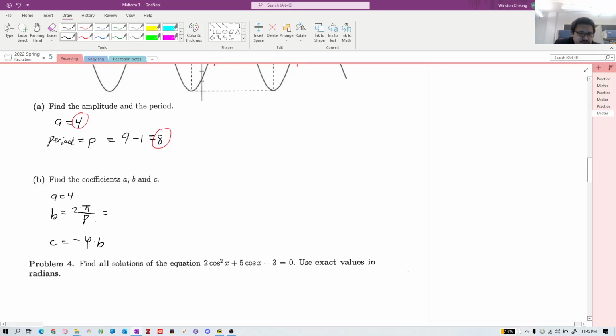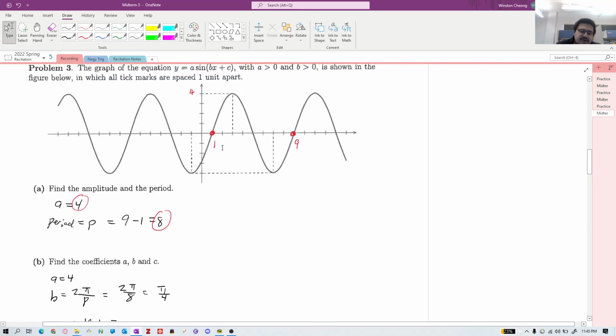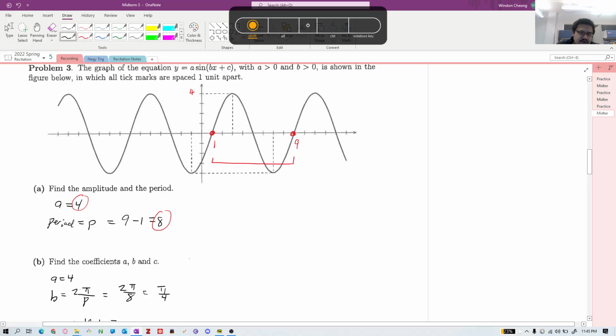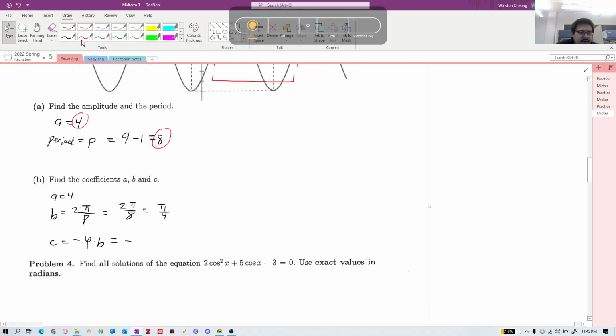Or note sheet. Okay, so now 2 pi over P. P is what we calculated before, so let's plug it in and simplify. So we get pi over 4 for our B. And for our C, we would get negative phi. Now, phi is what? In the way that I've marked this, the window that I'm considering, you might call it the fundamental domain, it's this portion of the graph from x equals 1 to x equals 9. And so phi in this case is 1.